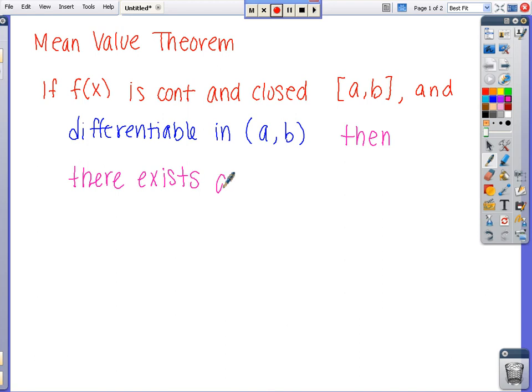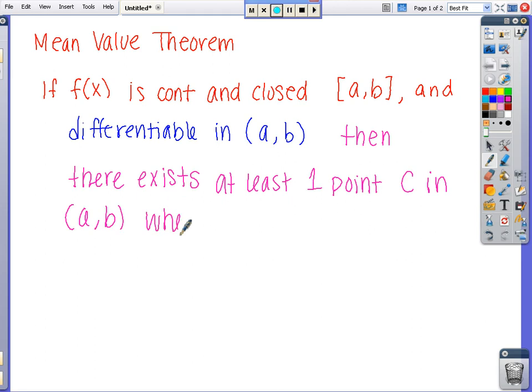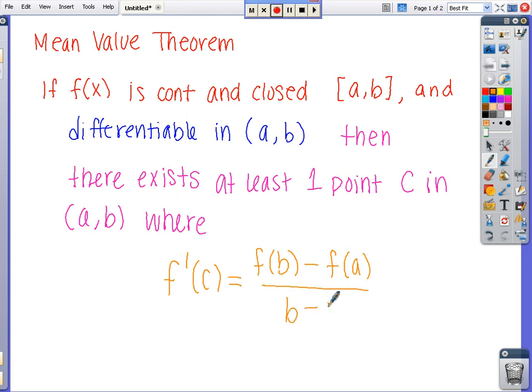at least one point c in the open interval from a to b where f prime of c, the derivative at that point, will be the same as the slope between the endpoints of your interval. So to say that one more time, your derivative is equal to the slope between the endpoints.